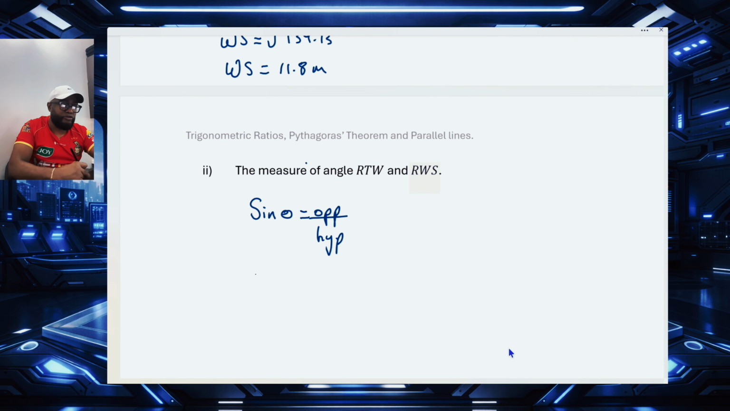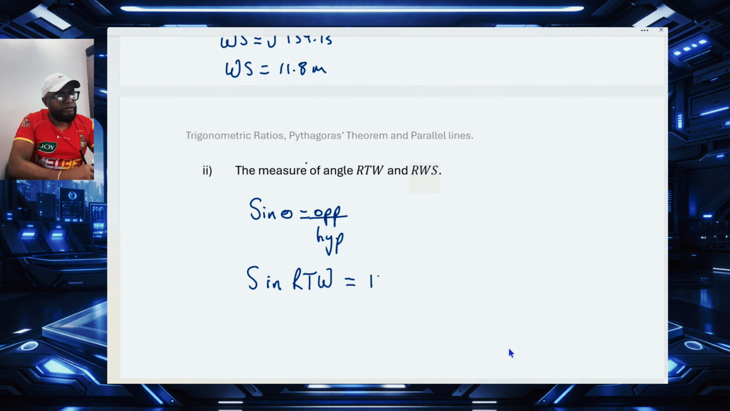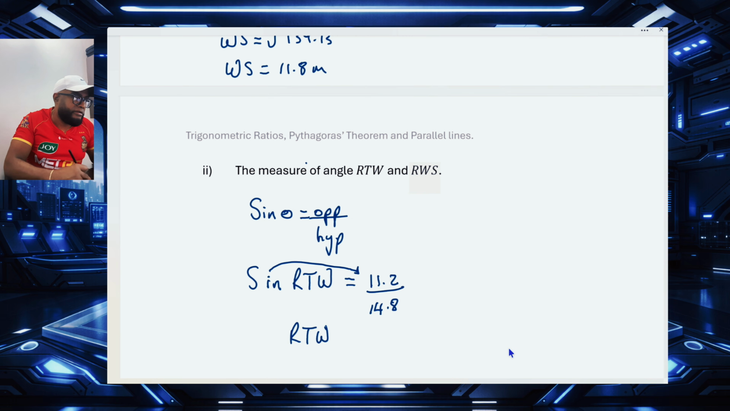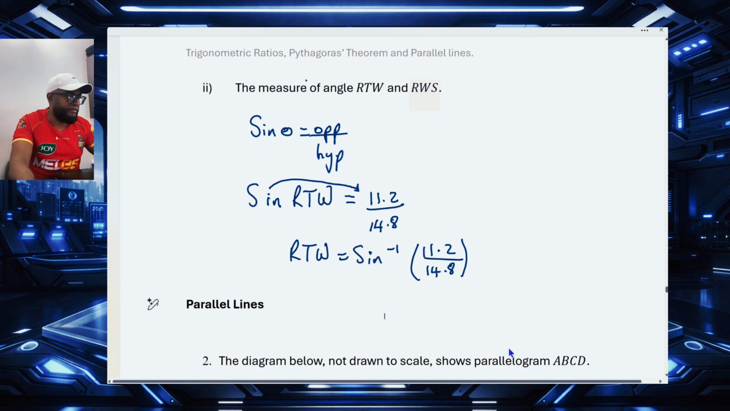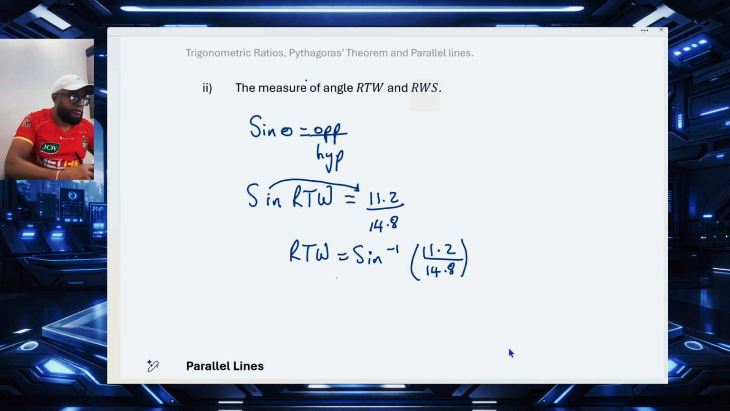So theta is the unknown. Theta is the angle, right? That is RTW. That's what we're trying to find. What was opposite? Anybody got a chance to write it down? 11.2 over my hypotenuse, which is not the hypotenuse of the smaller triangle, it's the bigger triangle. So that was 14 point something. So sine moving by itself, what does sine become? Sine inverse. So this will be equal to sine inverse of 11.2 over 14.8. What did I get RTW to be? How much?